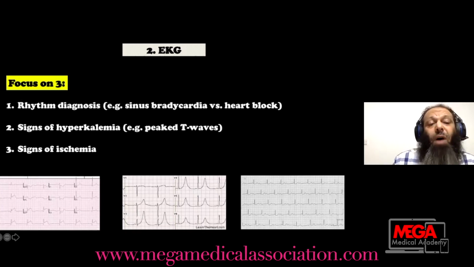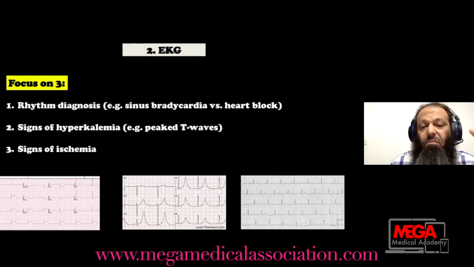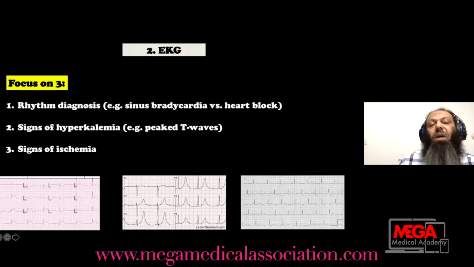Number one, you have to identify the rhythm appropriately. Is it sinus bradycardia? Is it junctional bradycardia? Or is it a heart block? So rhythm diagnosis is mandatory in your assessment, and you have to be familiar with rhythm identification. Number two, look for signs of hyperkalemia: absent P wave, peaked T wave. So this is the second point you have to look for on the ECG. And number three, look for signs of ischemia or STEMI.